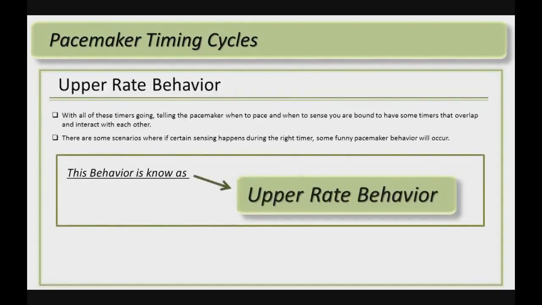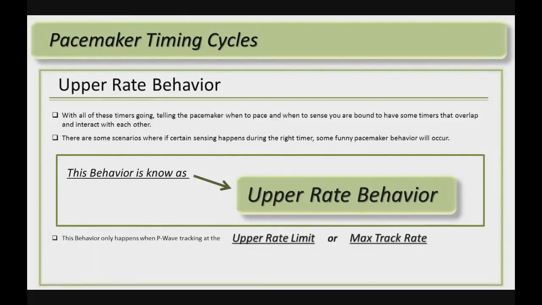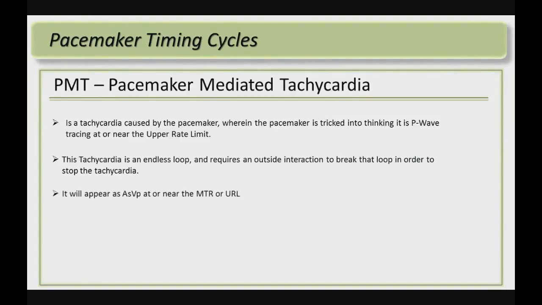Okay, so I need to back up a little bit. Earlier I know I said the upper rate behavior only happened when P-wave tracking at the upper rate limit or the max track rate. But when I was talking about PMT, I also said it will appear as a sense V pace at or near the max track rate or upper rate limit. I wanted to be sure that I mentioned there are a few situations where a PMT can occur below the max track rate or the upper rate limit. If the patient has a long enough retrograde conduction time, it's possible that the PMT can occur below the upper rate limit.